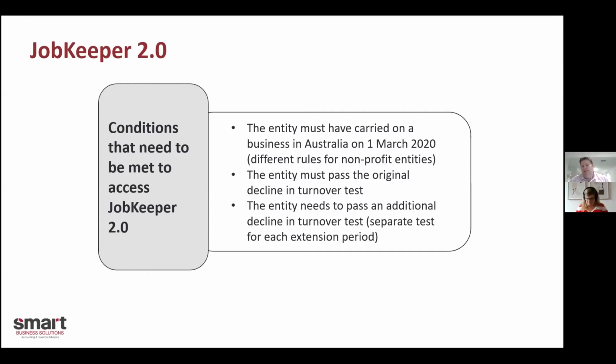The turnover reduction thresholds have not changed. So 50% for entities with aggregated turnover of more than $1 billion, 30% for entities with aggregated turnover of $1 billion or less, and 15% for ACNC registered charities except schools and universities. You'll probably hear me refer to 30% when I go through the test, because I'm assuming that most of you are in that bracket.